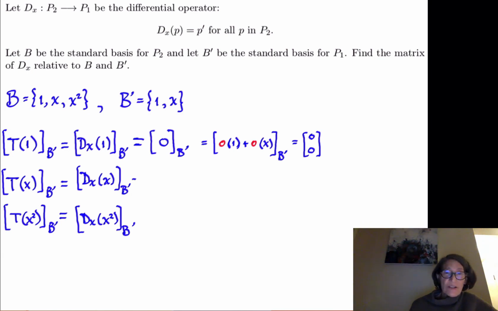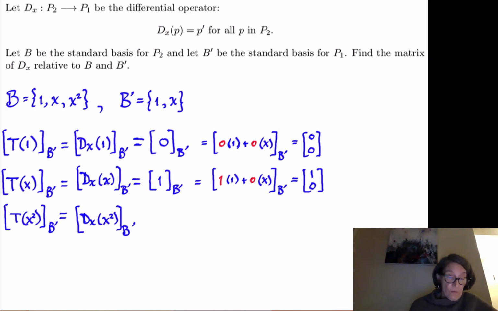All right, so let's do that for the second one. The derivative of x is 1, but we're going to find the coordinate vector relative to B prime. So we rewrite 1 as a linear combination of the two basis vectors in B prime. So that's 1 times 1 plus 0 times x. And then we just pull out those coefficients and write down the coordinate vector.